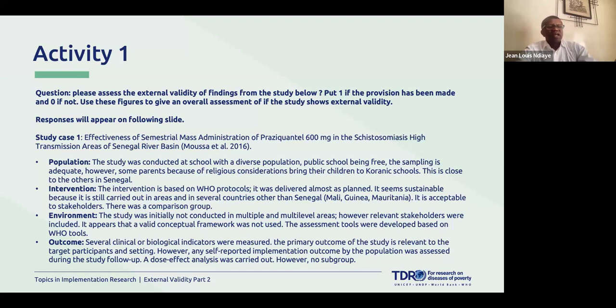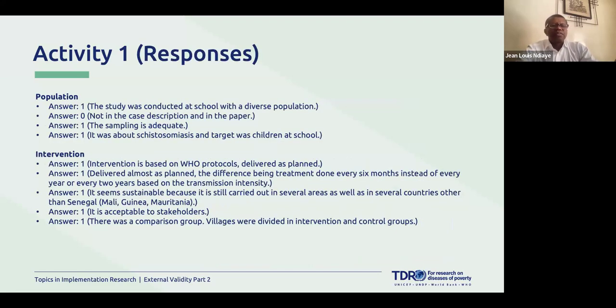So about the environment, these are the first responses we got. From the population we have the answer yes, except for this one, yes and yes. For the intervention also it was yes, yes, yes: sustainability, acceptability, and the control group. Okay. Let's go quickly to the environment.